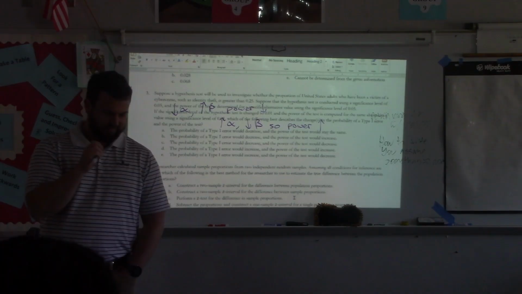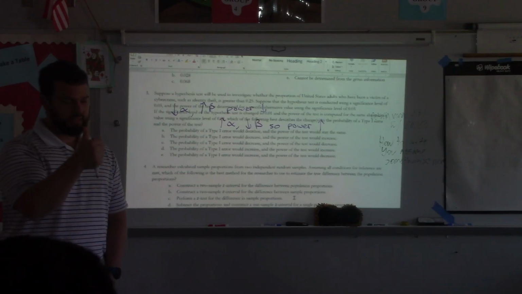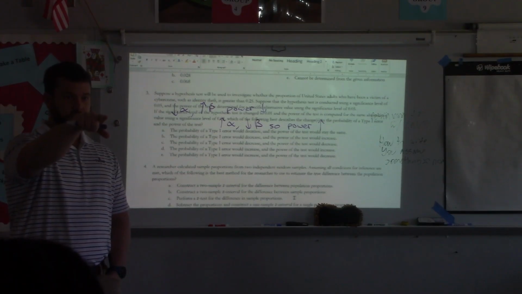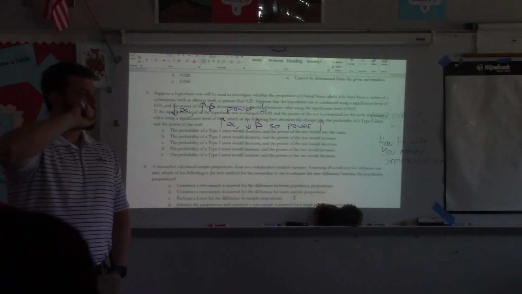Sample size increase, the probability of beta decreases. So as our sample size increases, beta, the probability of a type 2 error goes down, which agrees with what you were saying, Jaden, that the power goes up, okay? How does it affect alpha?